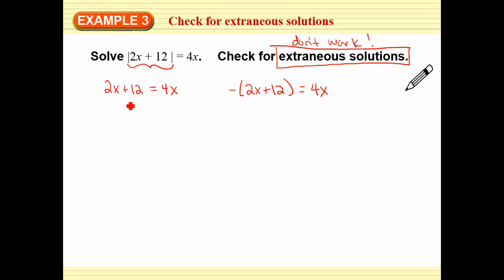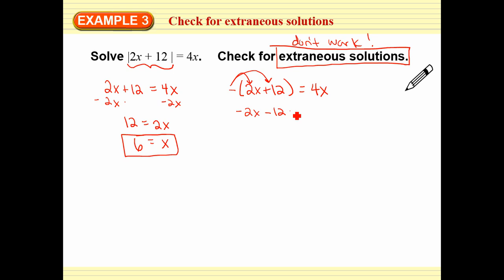So if we solve both halves here, we're going to subtract 2x. So I'd have 12 equals 4x minus 2x is 2x. Divide by 2, x is 6. So x equals 6. And the other side, I could distribute the negative sign. Negative 2x minus 12 equals 4x, so I'm going to add the 2x here. Negative 12 equals 6x. Divide by 6, and x equals negative 2.